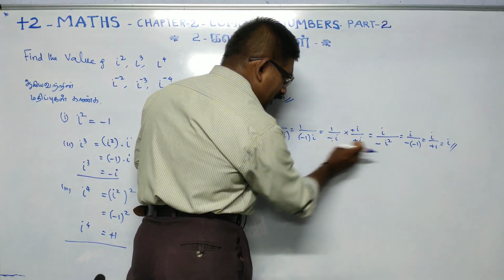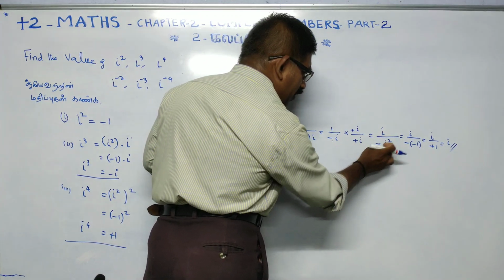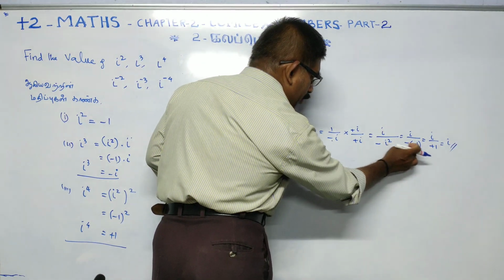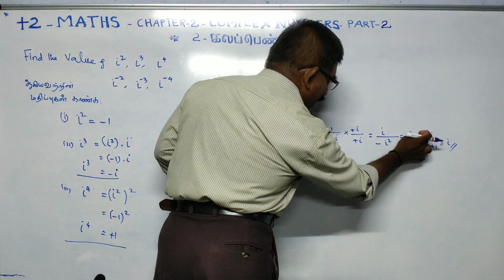Minus into plus means minus, and i into i means i square. The value of i square is minus 1, and minus into minus is plus 1. It is a real number. So i by 1 is i.